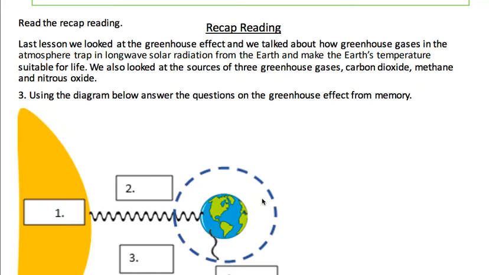So the greenhouse effect we know is a totally natural process by which gases that exist naturally in the atmosphere trap in the sun's long-wave solar radiation. Without the greenhouse effect, the Earth would not be hot enough for life to survive.